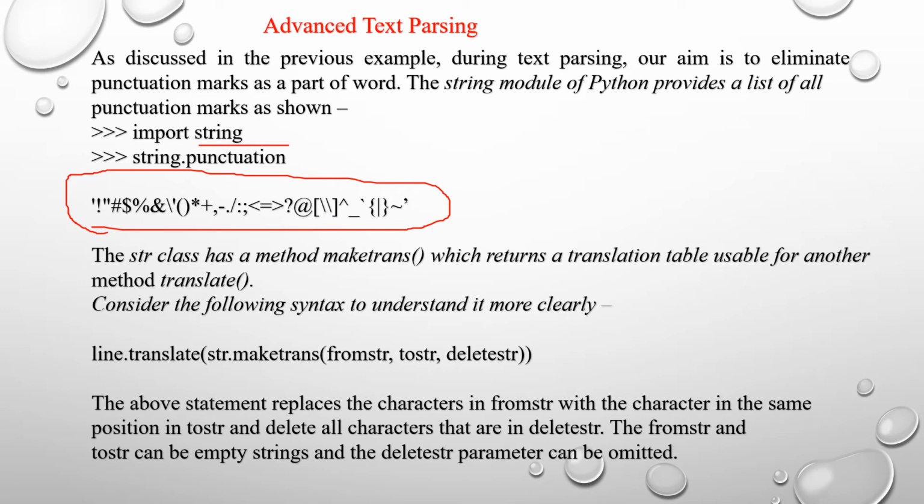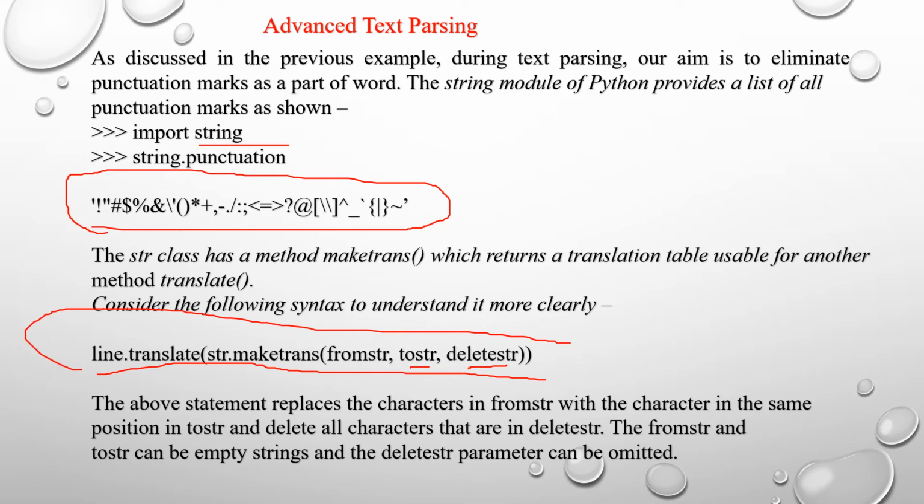The string class has a method maketrans, which returns a translation table usable for another method, translate. So consider the following syntax to understand more clearly. The syntax is line.translate, and within the parenthesis we specify str.maketrans, and inside the inner parenthesis: from string, to string, and delete string. So this is the syntax.